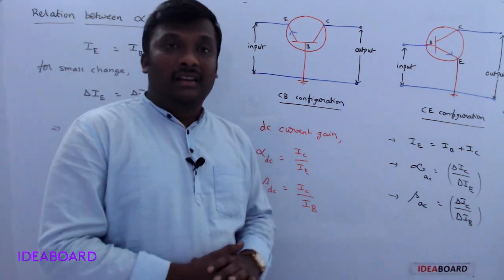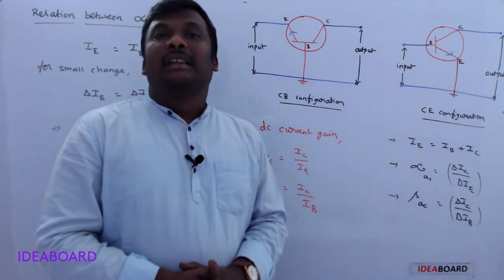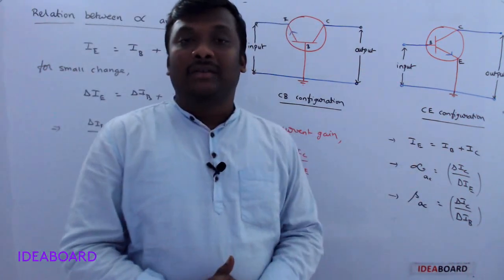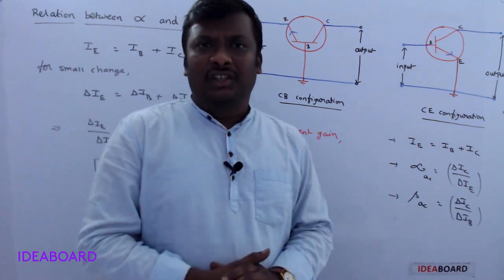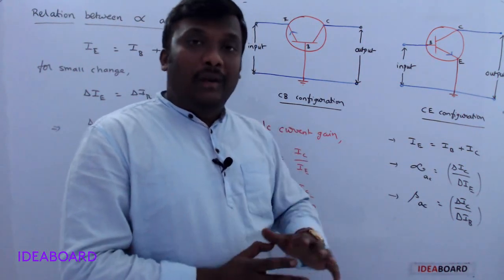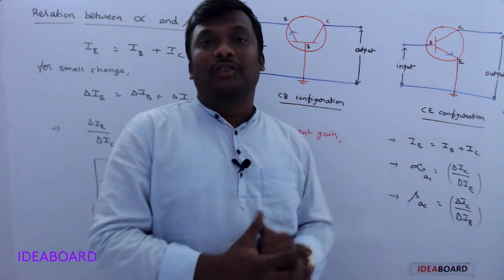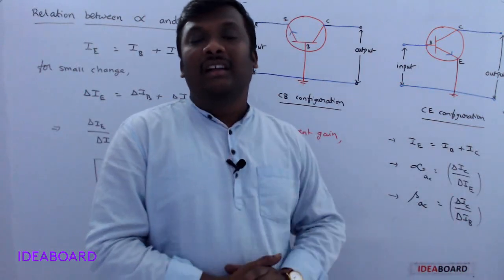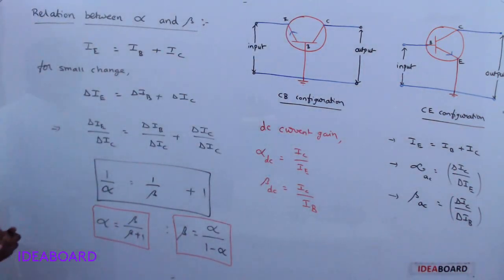But generally alpha DC and alpha AC values are nearly equal. Beta DC and beta AC values are nearly equal. That's why there is not much variation. But in a DC supply we can get a constant output, while in AC small fluctuations come. That's why we are taking the changes in the currents. Understand? Thank you.